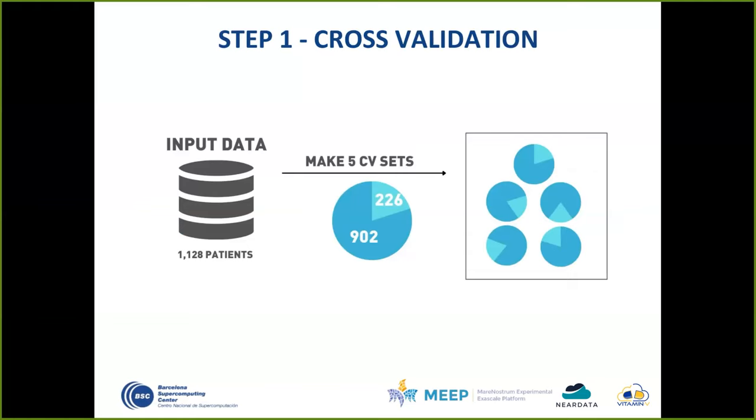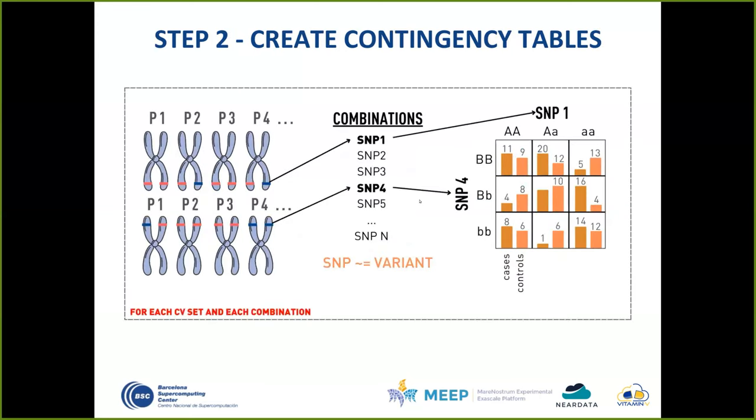So I will go briefly through each step. First, as I said, this is a simple case of cross-validation. We pick the patients and we divide them into five different sets of training and test. In the second part, where we build the table, these are the chromosomes and the variants they can have. So we build the combination of every variant with every variant.